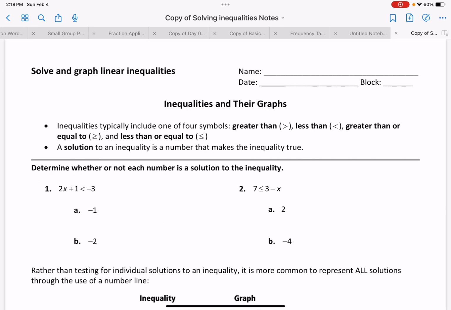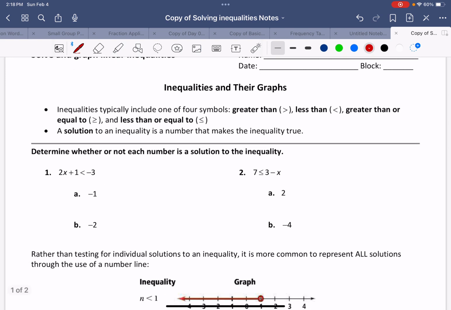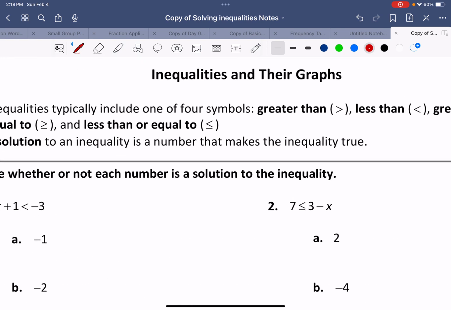Today we are going to be expanding on our equations by talking about inequalities. When you think about the word inequality, think about equal, and the word in means not. We know what equal means, and this is not equal. So we're talking about things that are not equal to each other, or can be greater than or less than, and what that would look like on a graph. And really, when we say graph, we're talking about a number line.